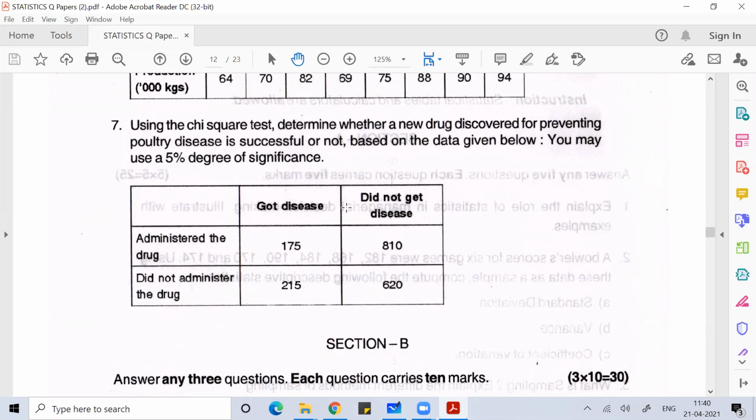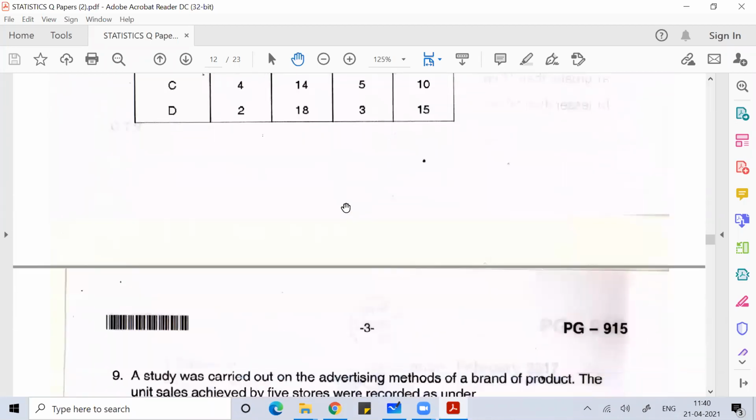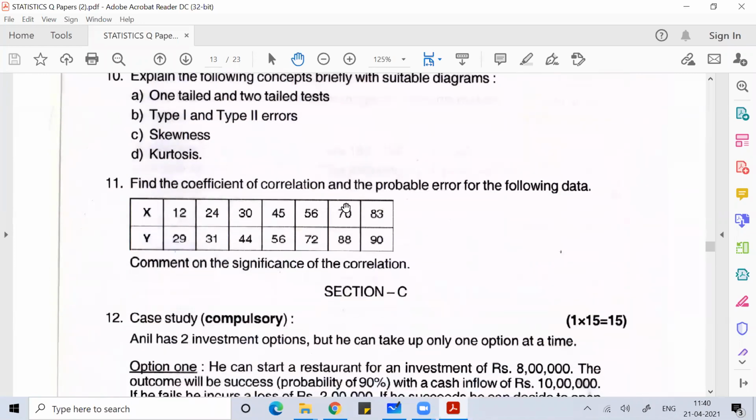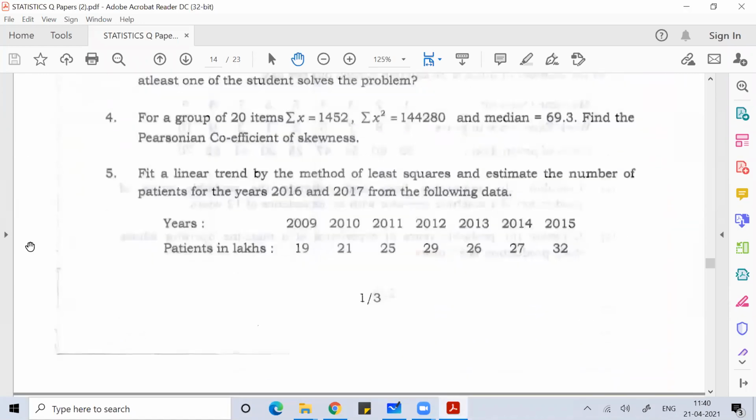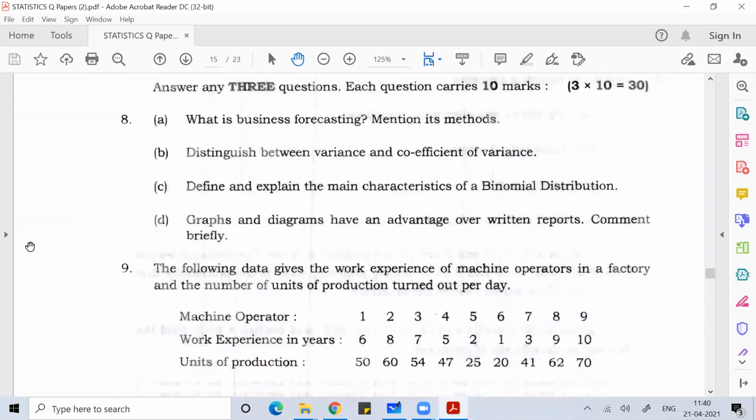So this is all you have to do. Again, a 5 marks question, again very simple. I think you'll agree with me. The test of hypothesis problems are very easy.